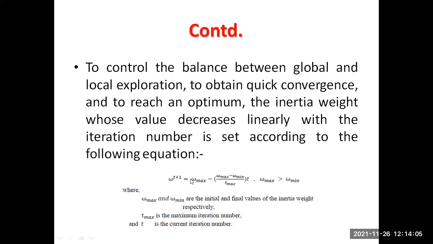So how is omega updated? Omega t plus 1 equals omega max minus omega max minus omega min divided by t max, into t, where omega max is greater than omega min. Omega max and omega min are the initial and final values of the inertia weight respectively. T max is the maximum iteration number and t is the current iteration. So this is the range, omega max to omega min.